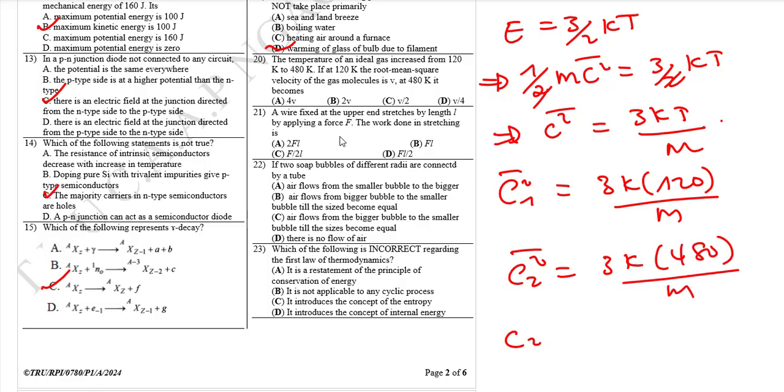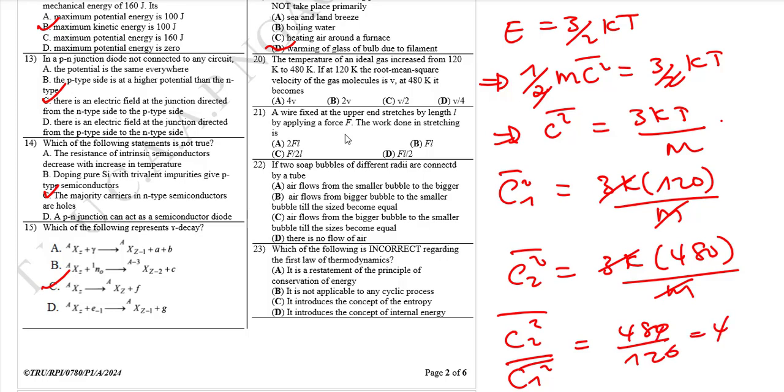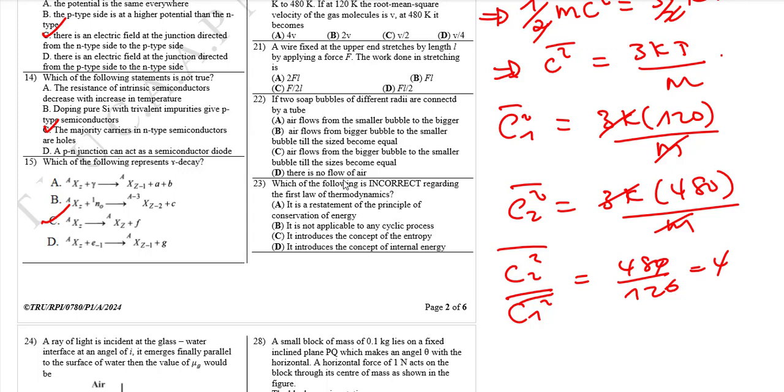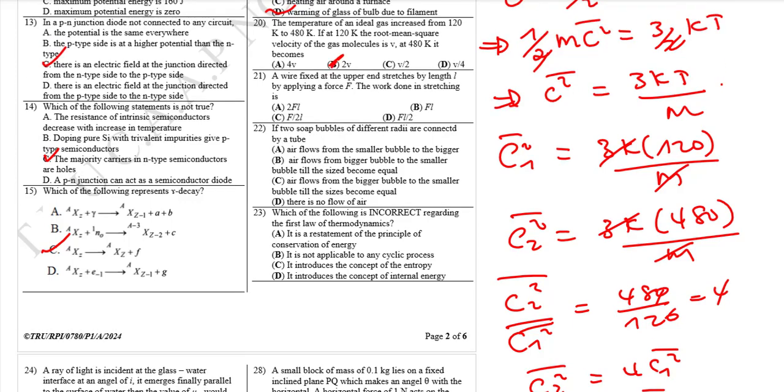Now if I take C2 squared bar divided by C1 squared bar, these 3k's on m's cancel, so I will have 480 divided by 120. So 48 on 12 is 4, but we are looking for the root mean square. So C2 squared bar will be equal to 4 C1 squared bar. Taking square root, C2 bar will be equal to square root of 4, which is 2, and square root of C1 squared bar is C1 bar. So it means it will double. So the correct option is B.